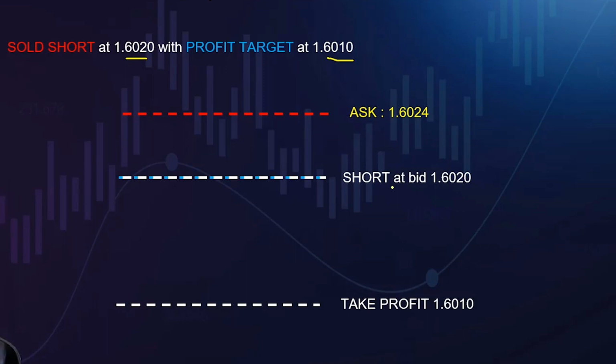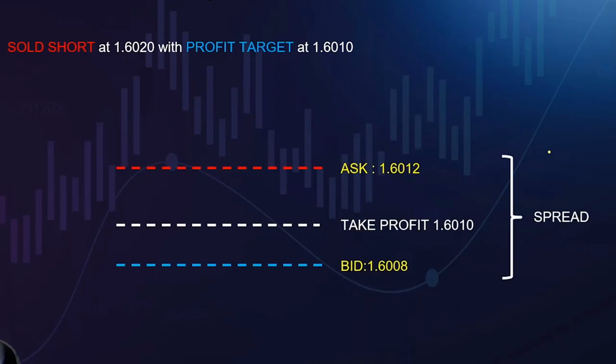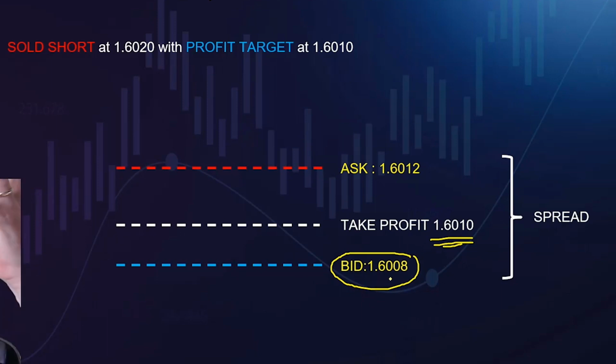So I've sold here at the bid, and my profit target is down here. Now moving on, what's happened here? The spread has made the bid price now fall below my take profit target. Remember, the price you see on the candlestick chart is going to be this price. So naturally, you're going to think, hey, it just hit 6008. I should be out of that trade. I should have taken my profits.